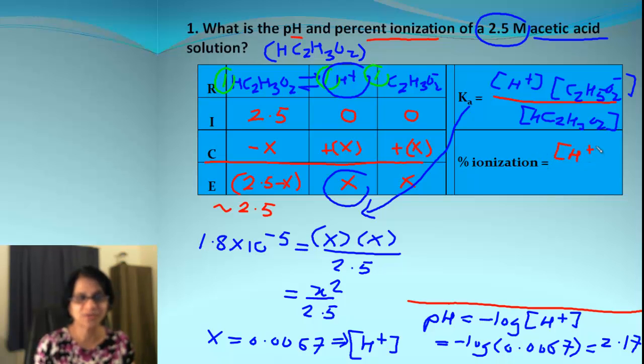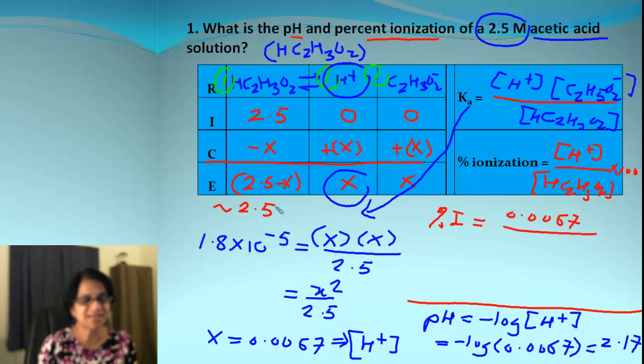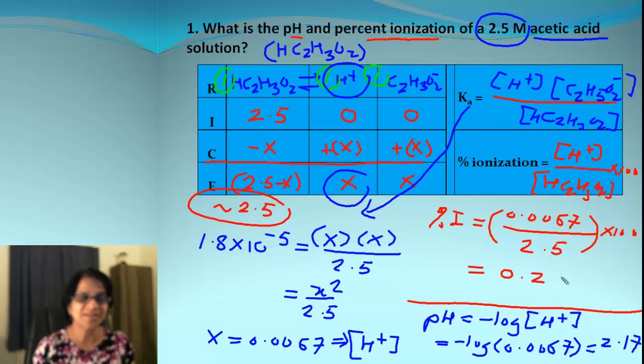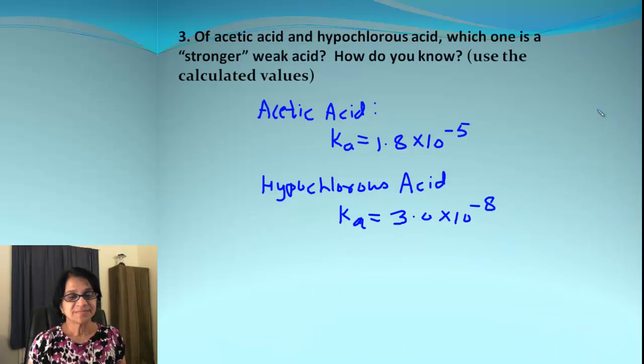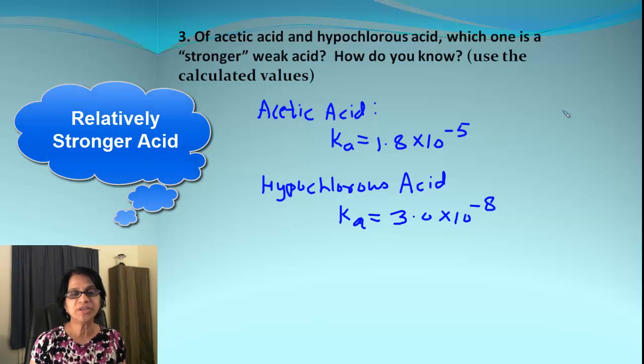Now how do we find percent ionization for the acid? That is the hydrogen ion concentration divided by the acid concentration at equilibrium, and that times 100. So let's plug in the values for each of those. This is 0.0067 and the acid concentration is 2.5, and that times 100. And what's the answer? The answer is 0.268%.